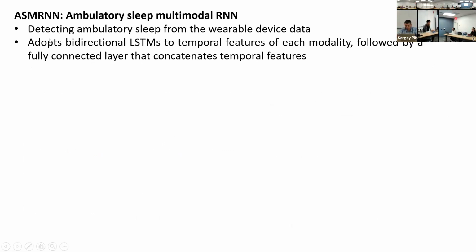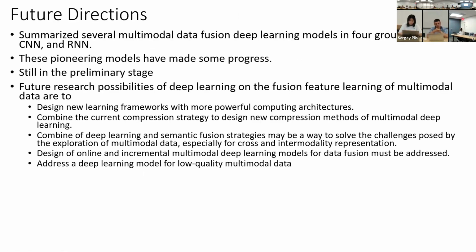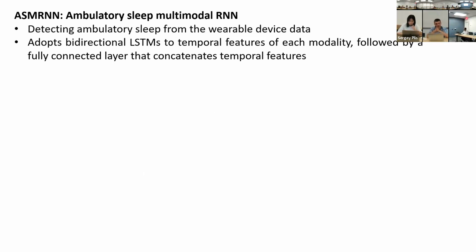And finally, they describe the ASMRNN model. This one detects ambulatory sleep from wearable device data, and it adopts bidirectional LSTM to model temporal features of each modality, followed by a fully connected layer that concatenates the temporal features. So the RNN-based models are able to analyze temporal dependency in the multimodal data. But it is difficult to parallelize on a high-performance device.